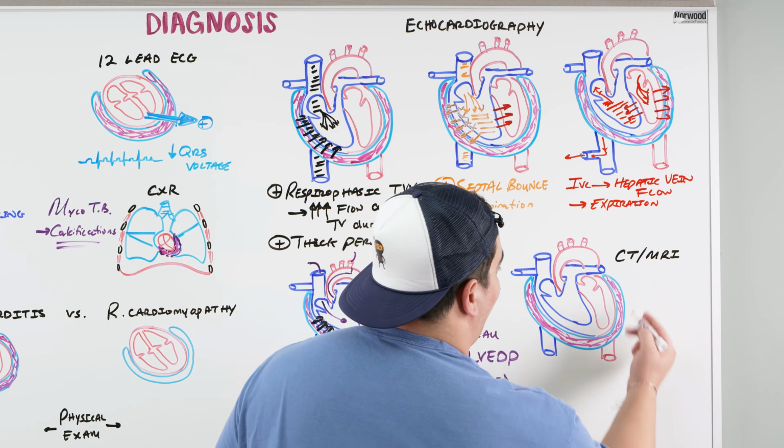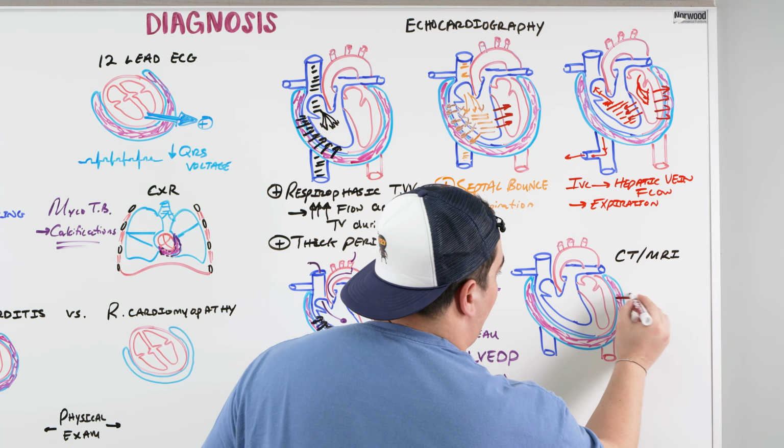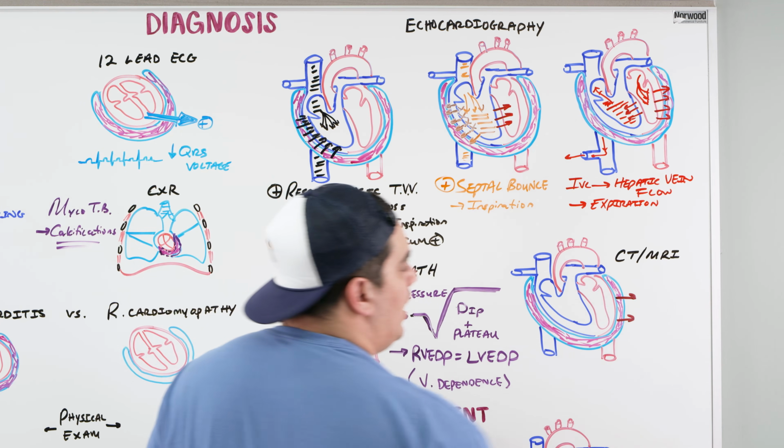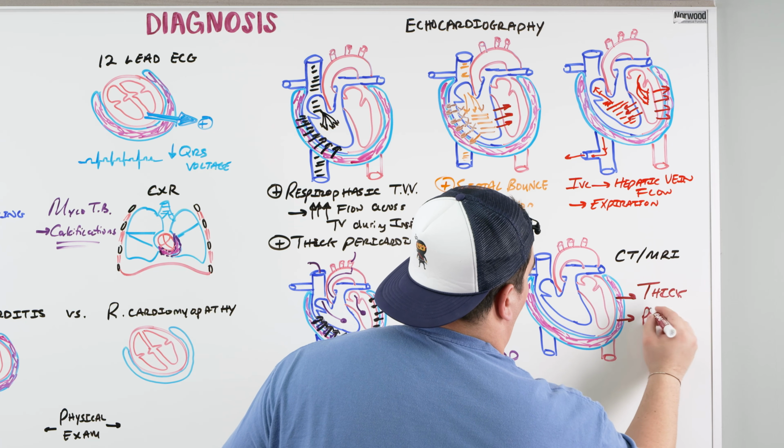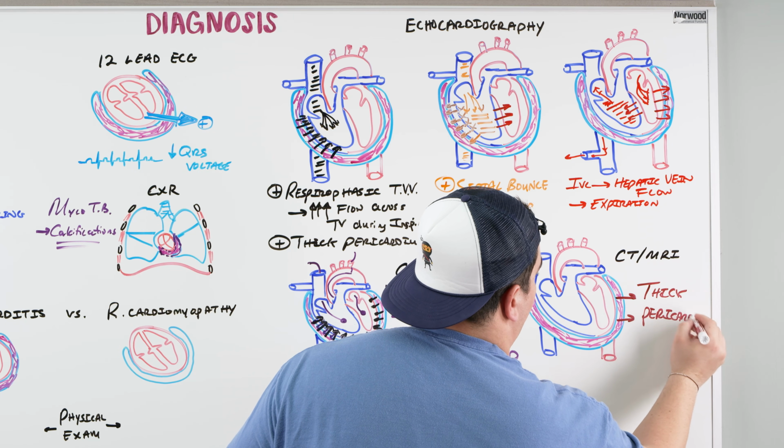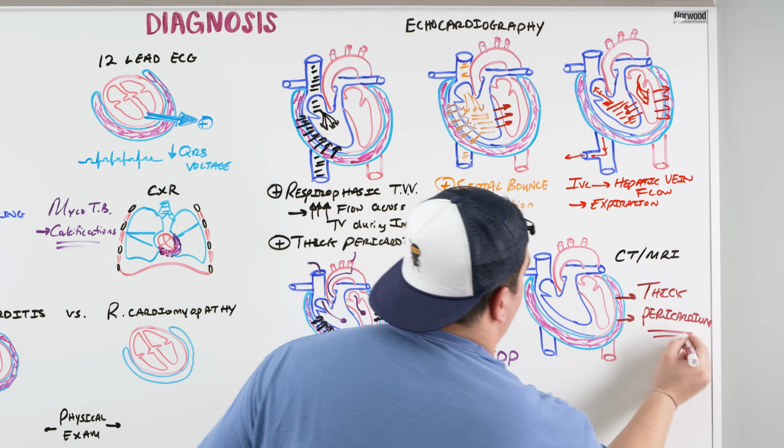It's really simple. Honestly, CT and MRI are really good for looking at soft tissue changes. And so it would be good at showing a thickened pericardium. That's it.